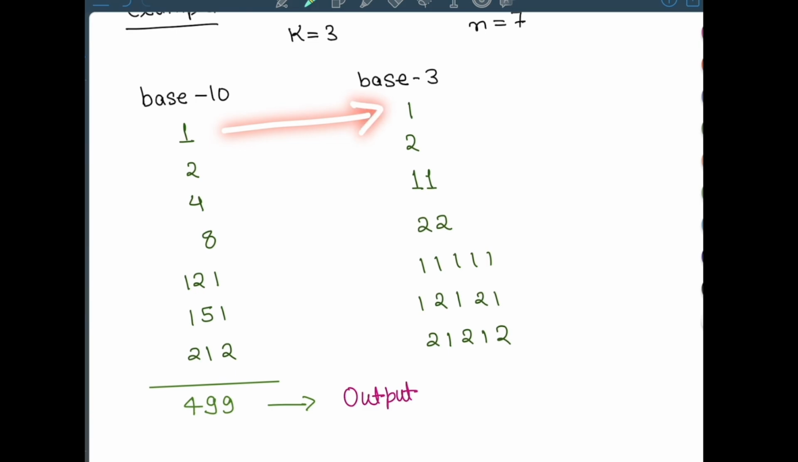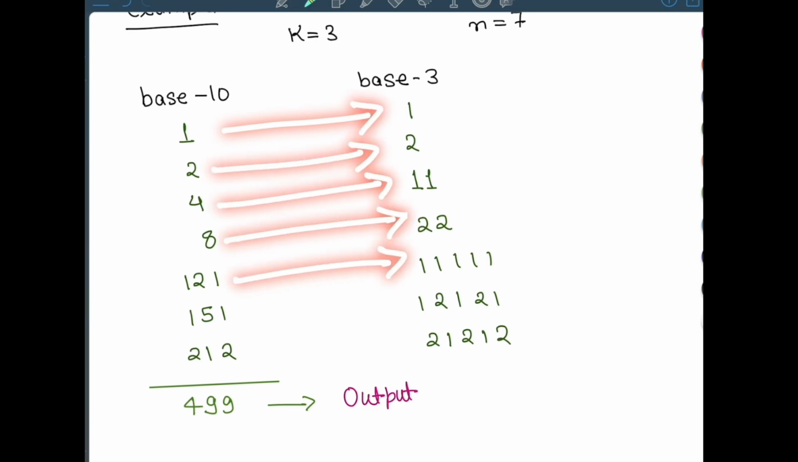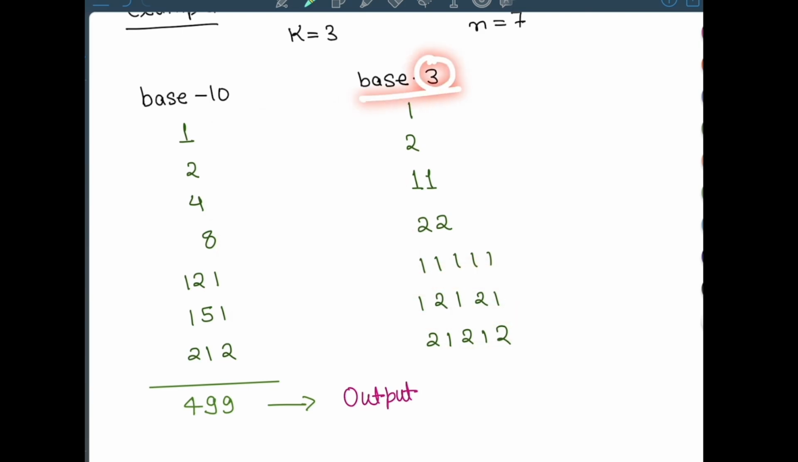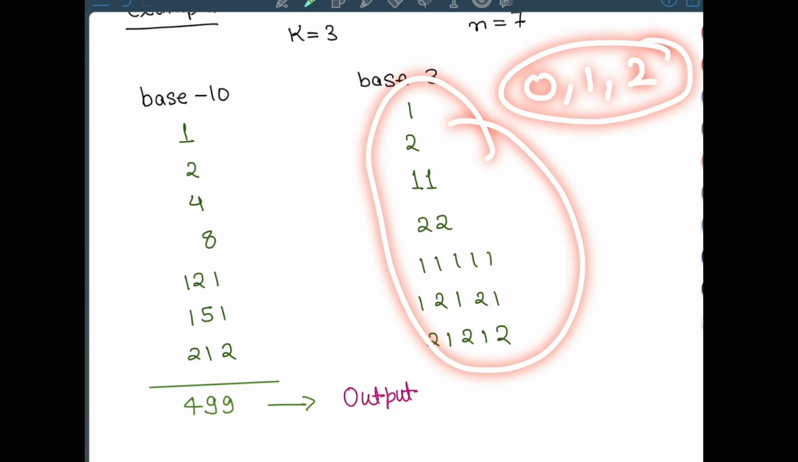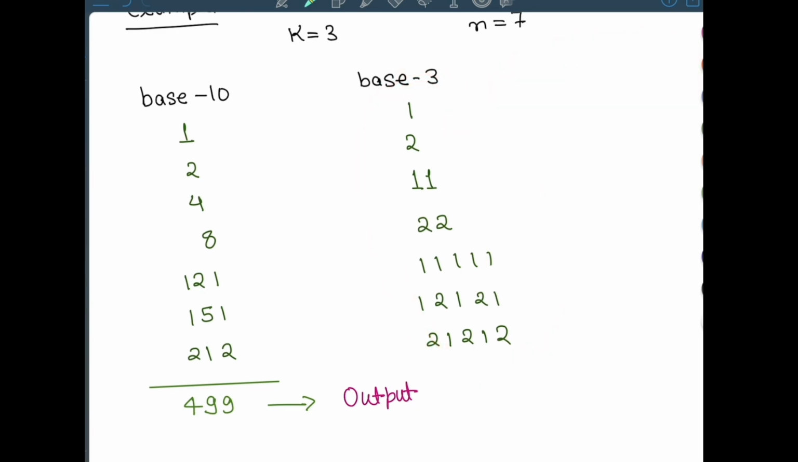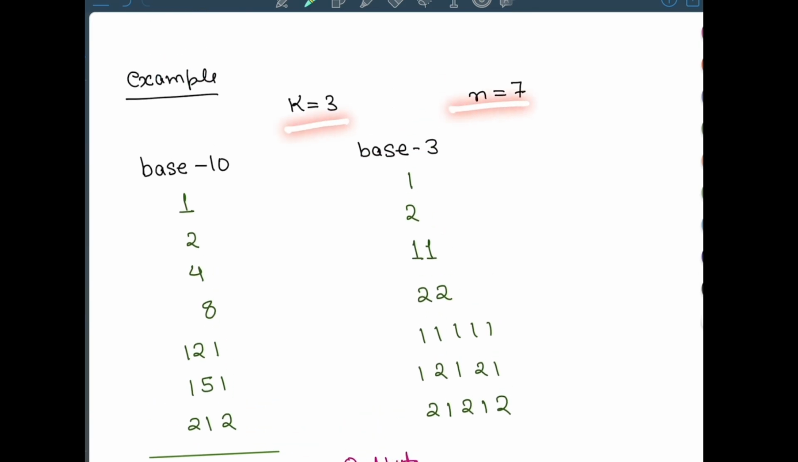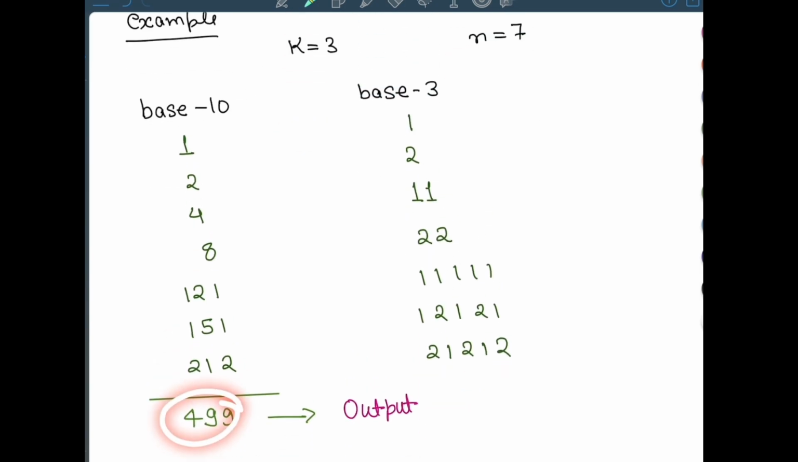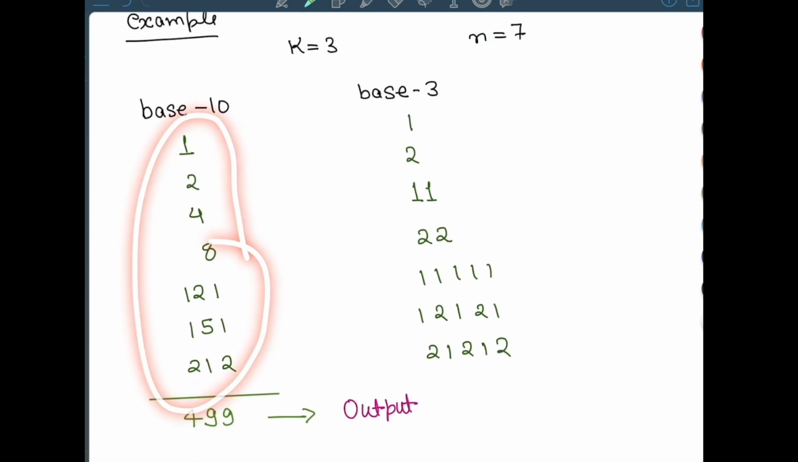The base 3 of 1 is 1, base 3 of 2 is 2, for 4 it is 11, for 8 it is 22, for 121 it is 11111, for 151 it is 12121, for 212 it is 21212. Now base 3 means it can have 3 different digits, 0, 1 and 2. So you will notice all these numbers are made up of 0, 1 or 2, none other than this, right? Now I will tell you how to convert a number into base 3, base 4, base 5. For now, for this example, k equal to 3, n equal to 7, the output is going to be 499. That's the sum of the first 7 numbers which are k-mirror numbers.